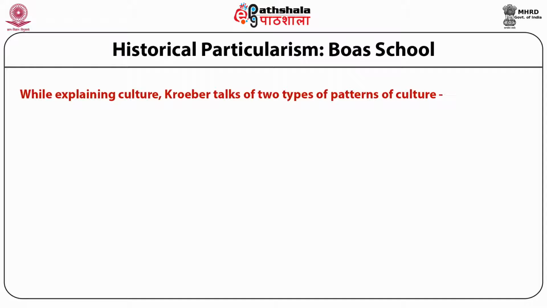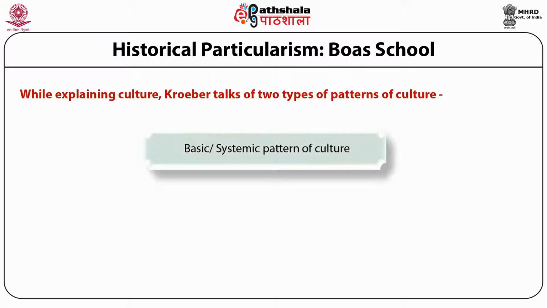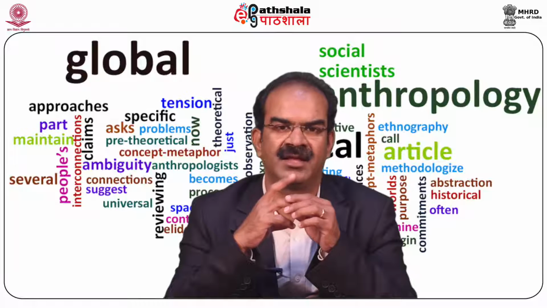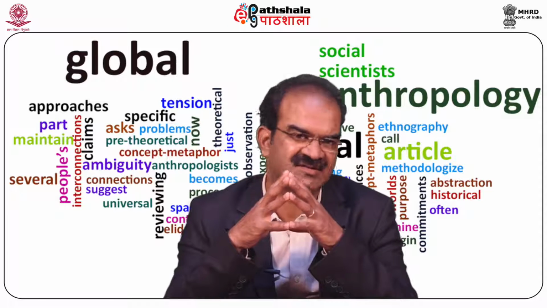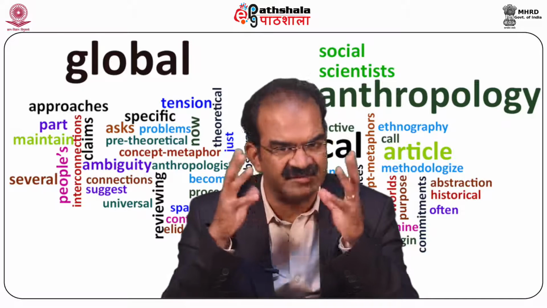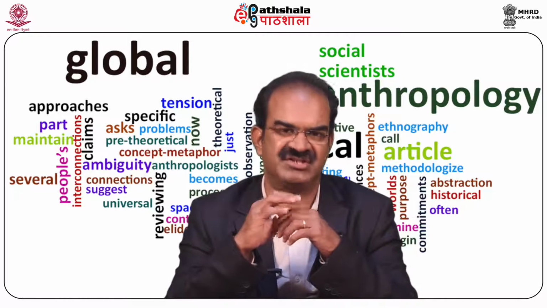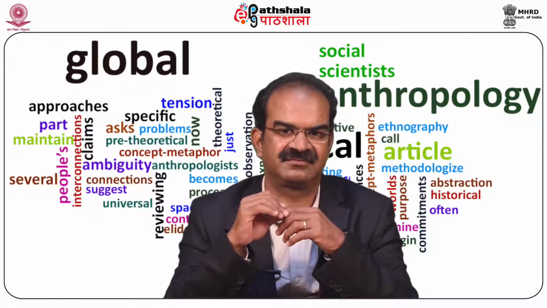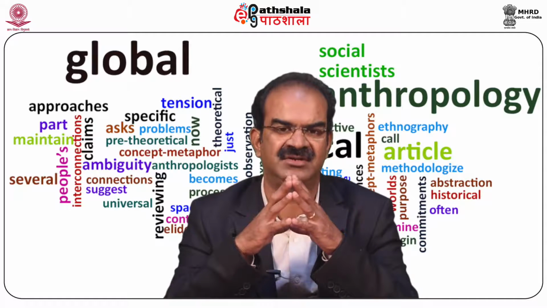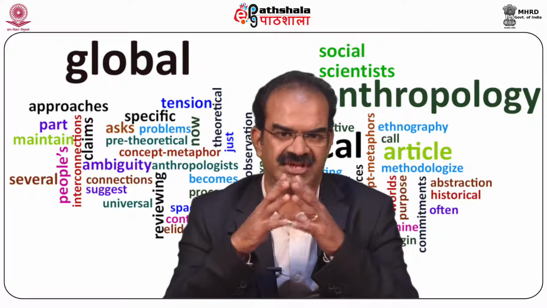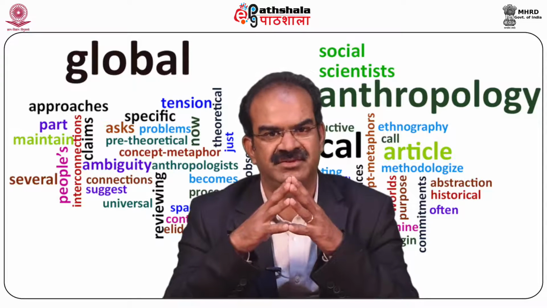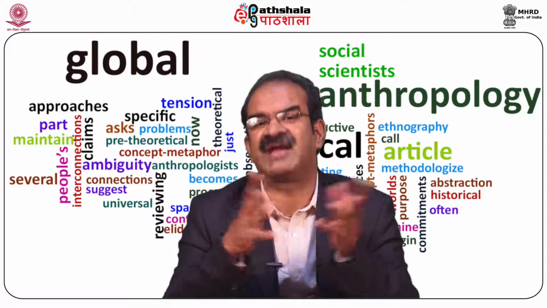So these two aspects of configuration lead to pattern, and Kroeber gives two types of patterns of culture. One is the basic or systemic pattern of culture, and the other is the secondary pattern. Let us see what the basic or systemic pattern of culture is. It is nothing but the long enduring cultural traits which do not change for a long period of time. For example, alphabets, which have never been changed, or religion, the gods that people worship. These are basic systemic patterns of culture.